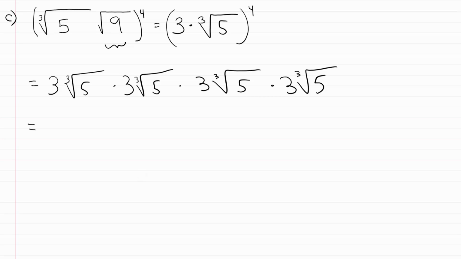This will work. 3 times 3, of course, gives you 9. And 3 times 3 here will give you 9. So that's 9 times 9, or in other words, 81. Or 3 to the 4th power is 81. However you want to do that is fine.